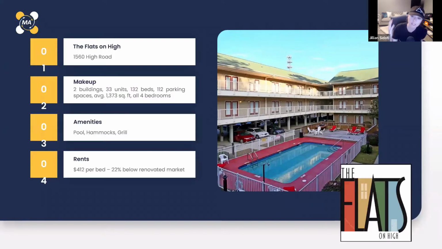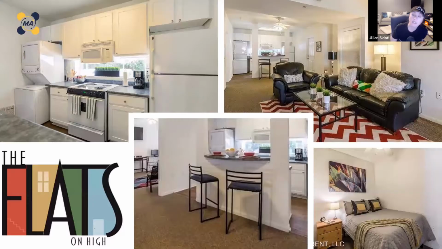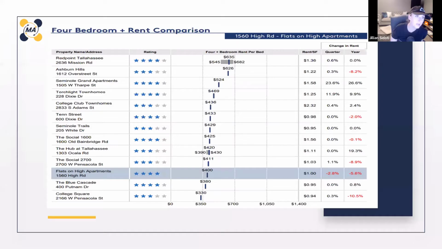Our first building is the Flats. Now I'm getting into the visual aspect of it. Here's what it looks like now. As you can see, there's a lot of room for improvement, and our rent comparables are here. We're way down compared to other similarly situated properties in the area. So there's a lot of room.